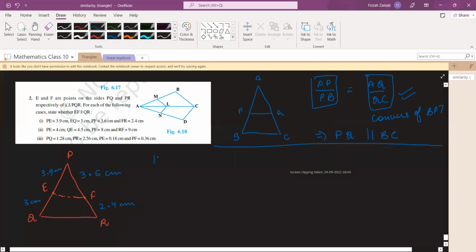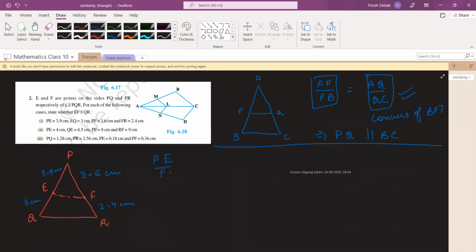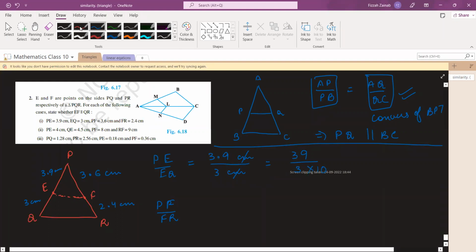So let us find out the ratio. On the left side I find PE upon EQ, and then we will find PF upon FR. If both these ratios are equal, then the lines are parallel. So 3.9 centimeter divided by EQ, which is 3 centimeter. Now centimeter is gone. Now you remove the decimal, so 39 divided by 3 into 10. You can just divide by 3, so it is 13 by 10, which is 1.3. Clear?